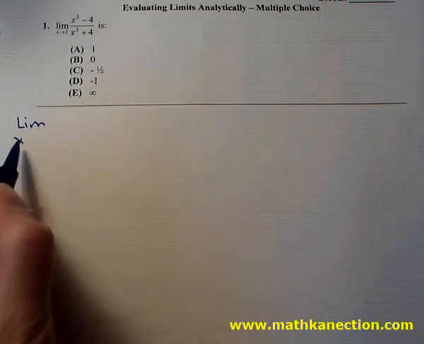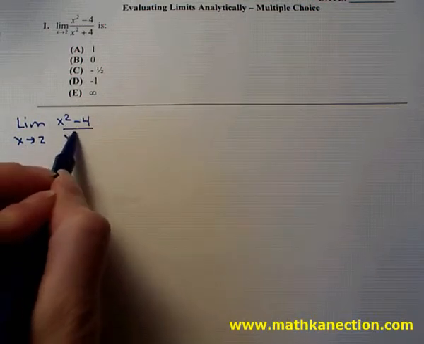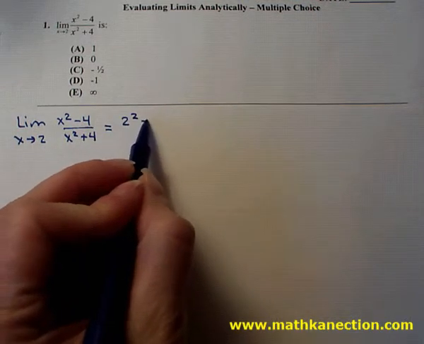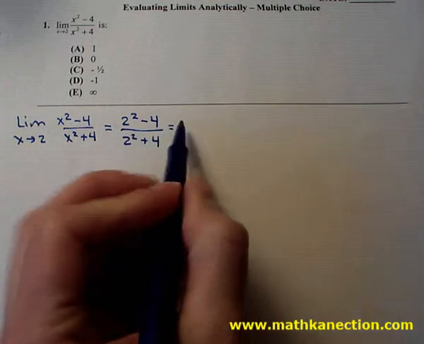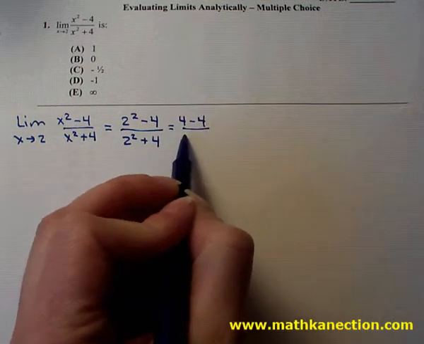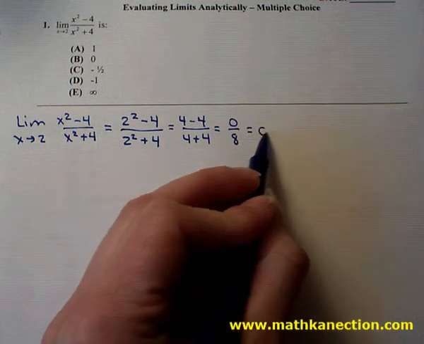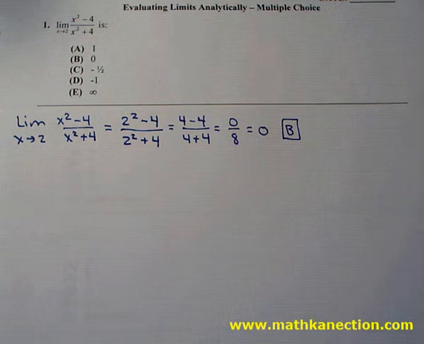So for our first example, we're going to find the limit as x approaches 2 of (x squared minus 4) over (x squared plus 4). Try to substitute in 2 at first, so we get (2 squared minus 4) over (2 squared plus 4). The numerator will get 4 minus 4. The denominator will be 4 plus 4, and so we'll have 0 divided by 8, which can be done. 0 divided by 8 makes 0, so our letter choice is B.